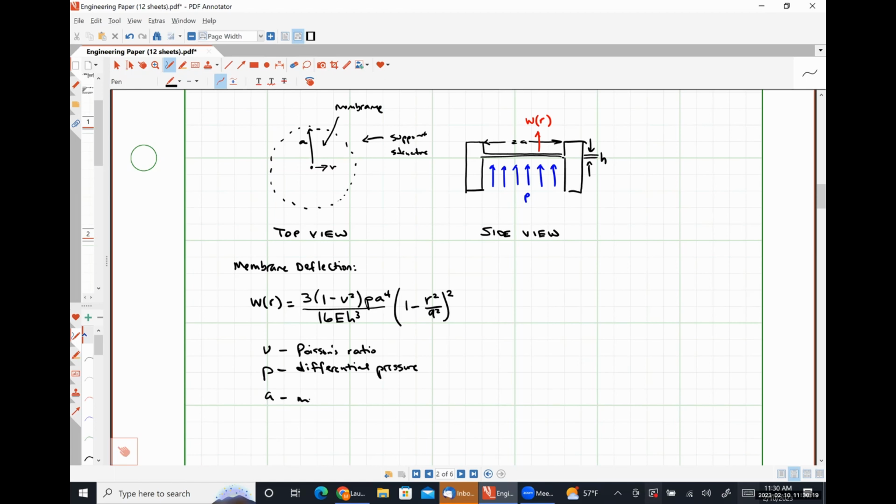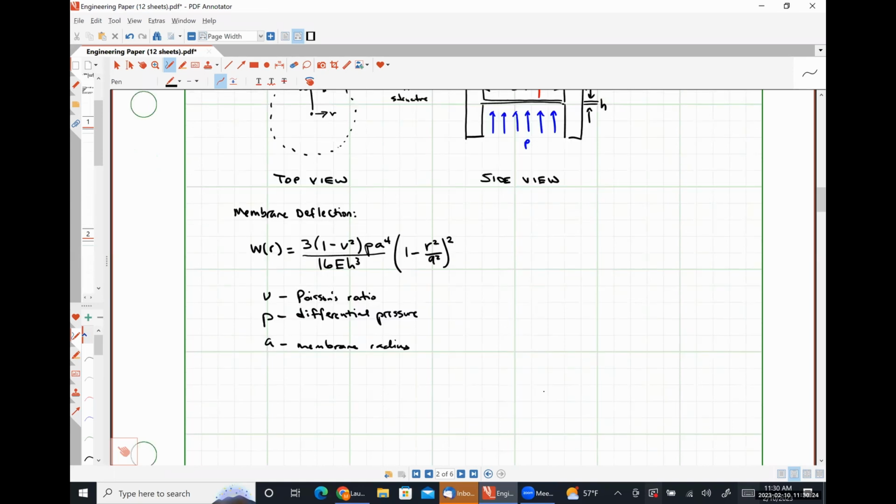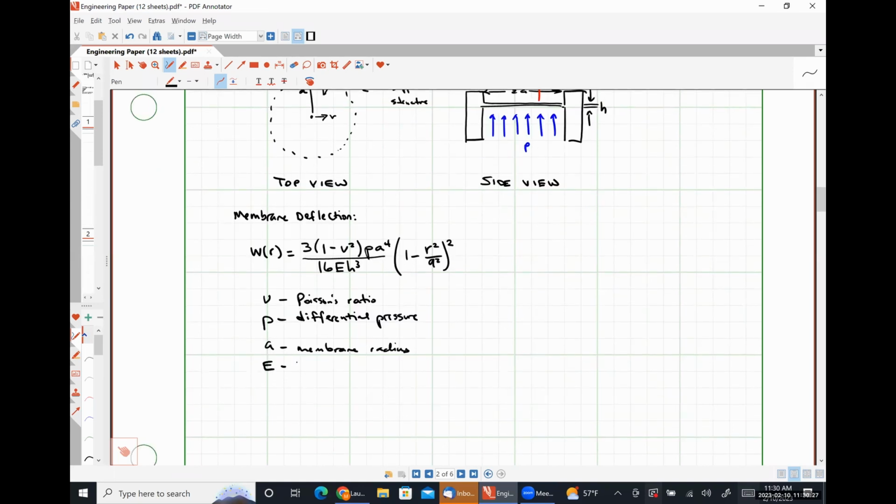A is the membrane radius. E is Young's modulus. H is the membrane thickness. And R is the radial distance away from the center of our membrane.